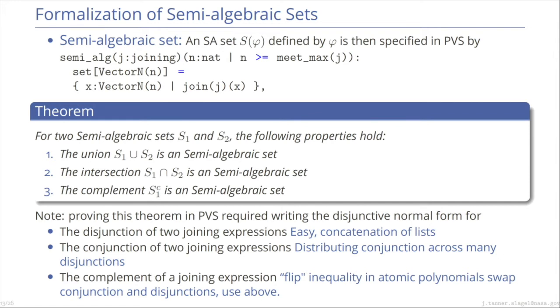Once you have this, getting the complement is relatively easy. You just need to flip the inequality in each of the atomic polynomial formulas, and then you need to swap the conjunction and the disjunction. And that really boils down to the conjunctive case. Once you have the conjunctive case, it's not too bad to get that case.